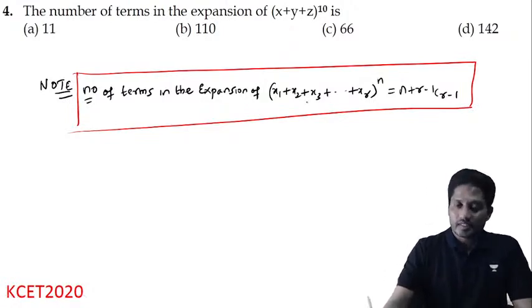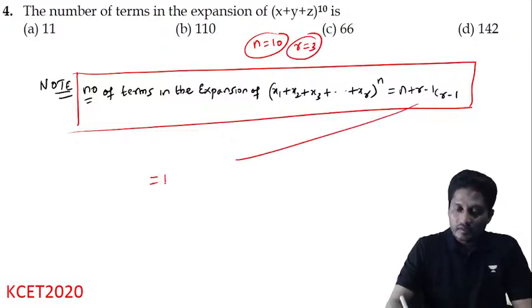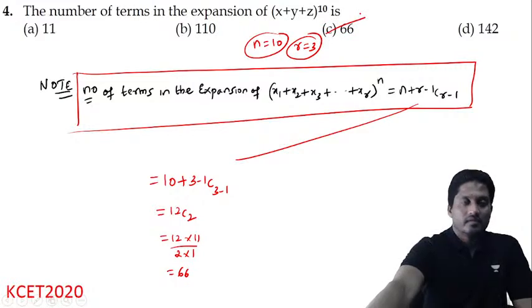Now number of terms in the expansion of x plus y plus z whole power 10. So n equal to 10, and the number of terms x plus y plus z is 3. If I substitute in the formula, you will get 10 plus 3 minus 1 C 3 minus 1, which is equal to 12C2. 12C2 is 12 into 11 upon 2 into 1, which is equal to 66. Answer is option B. Let's move to the next question.